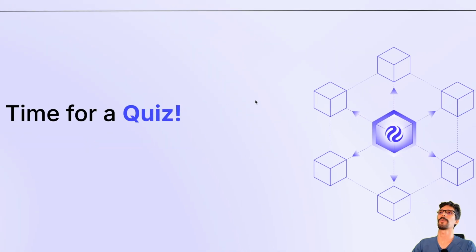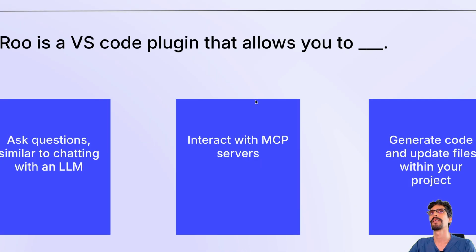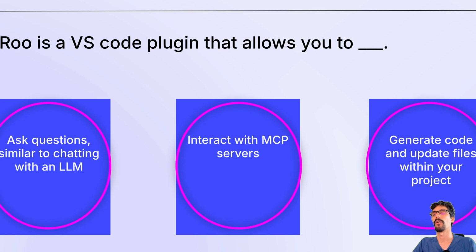All right. Now it's time for a quiz. Roo is a Visual Studio Code plugin that allows you to blank. I'll give you a second. And the answer is all 3.